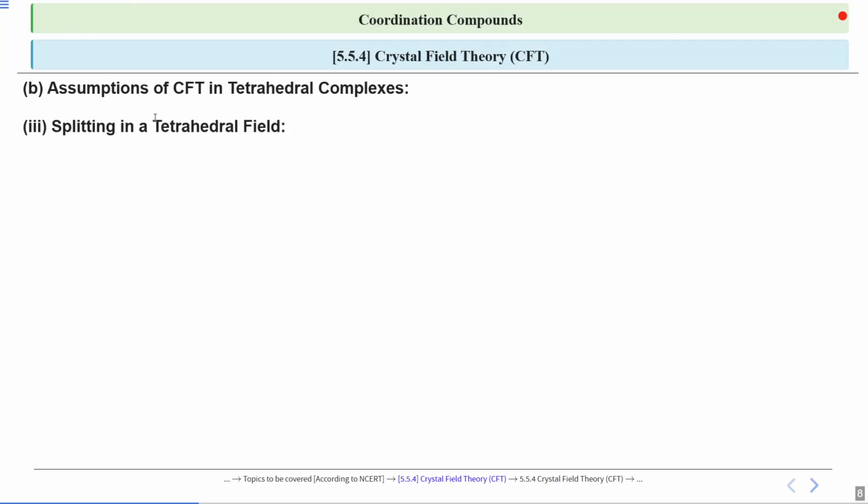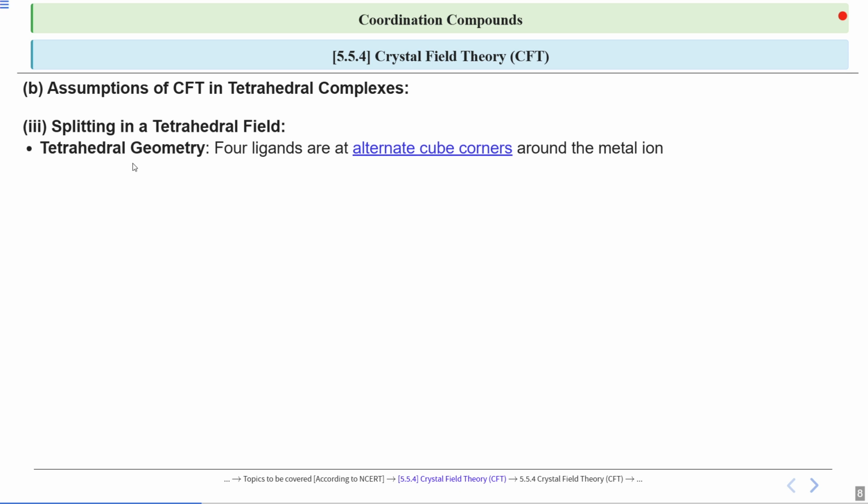The third assumption we are going to make is splitting in a tetrahedral field. So how is the splitting going to be in the tetrahedral field? First of all, we are talking about the tetrahedral field. That means the geometry of our complex is going to be tetrahedral. We talked about the octahedral, in which the geometry of the complex was octahedral. Here the geometry of the complex will be tetrahedral.